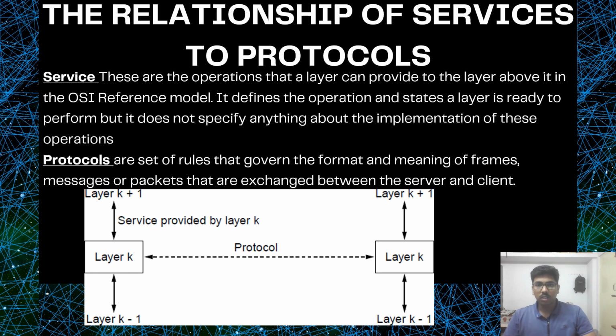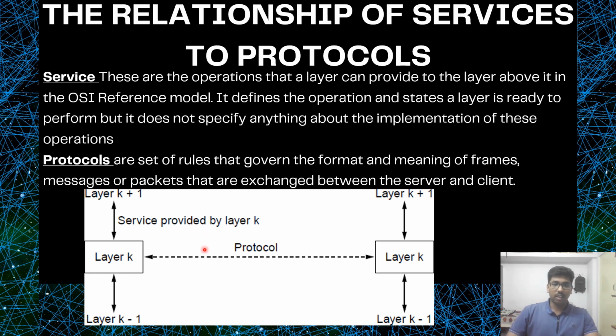The relationship of services to protocols. Services are the operations that a layer can provide to the layer above it in the OSI reference model. It defines the operations a layer is ready to perform. It does not specify anything about the implementation of these operations. Protocols are a set of rules that govern the format and meaning of the frames, messages or packets that are exchanged between server and client.